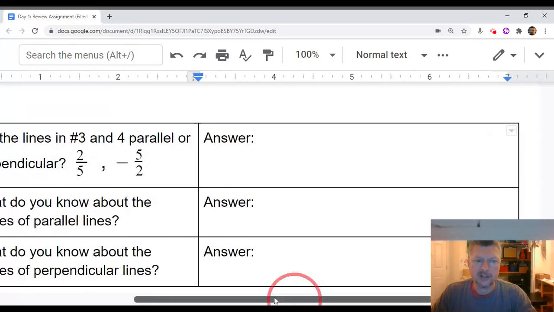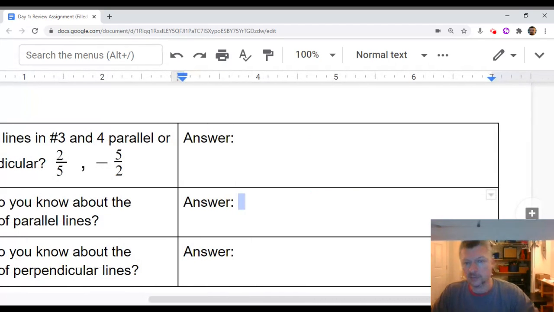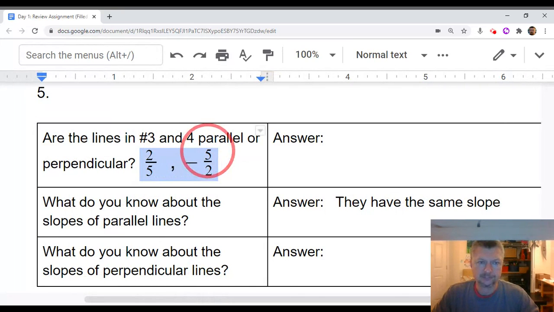Okay. Now let's talk about that first. What do you know about the slopes of parallel lines? Well, they're heading in the same direction. So if one of the slopes goes like up 1 over 6, and there's a parallel line, it'll also go up 1 over 6. So they're the same slope. They have the same slope. All right, so are these lines parallel? Do they have the same slope? No, that is not the same slope.